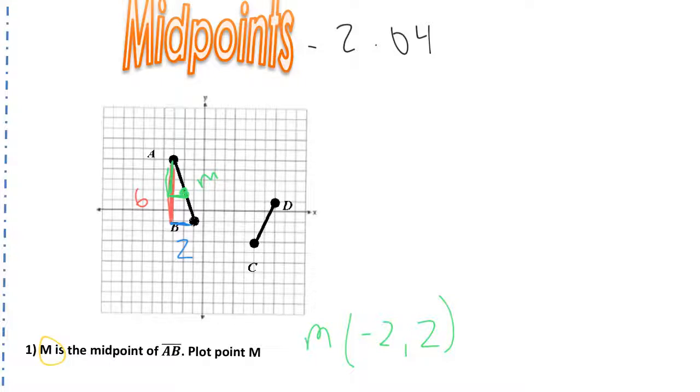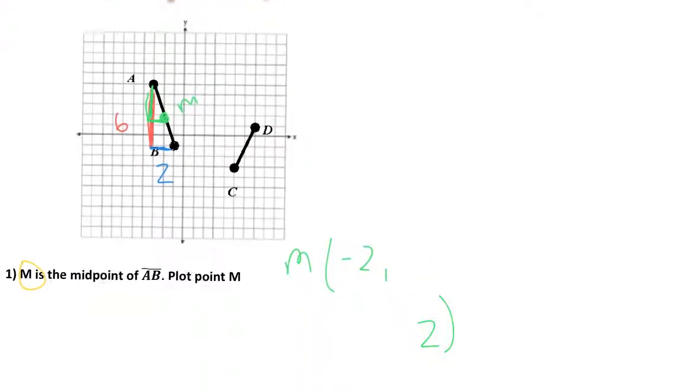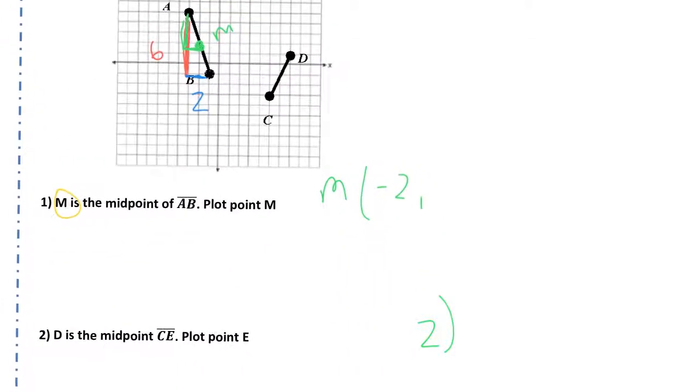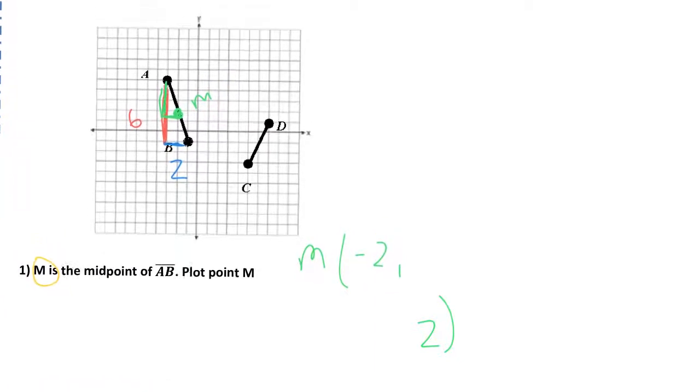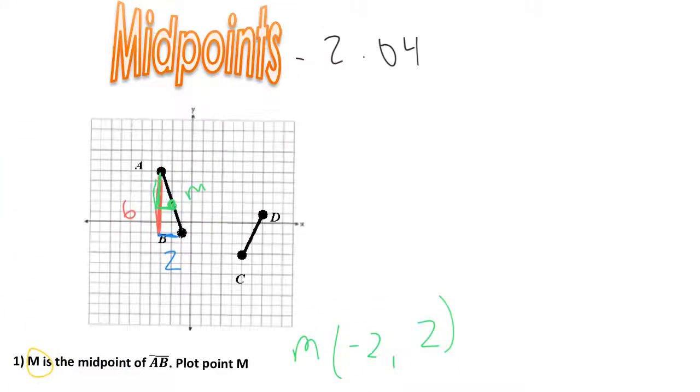So basically, cut the slope triangle in half and you got it. Now let's look at the next one. D is the midpoint of CE, plot E. Well, right now I see D is the midpoint.